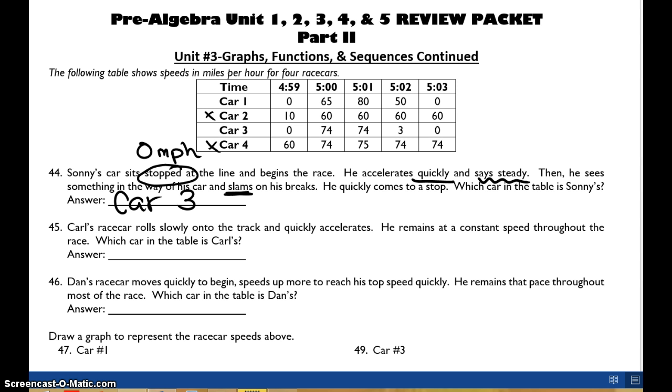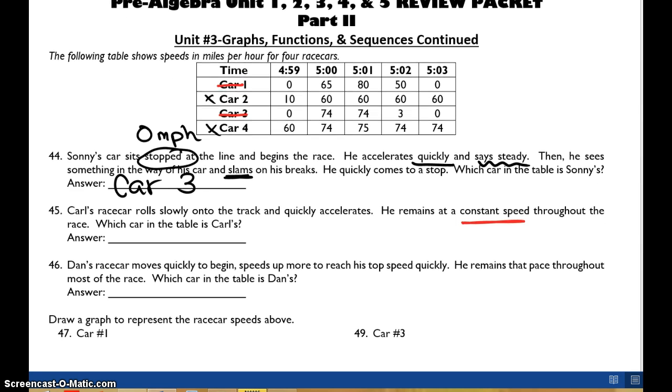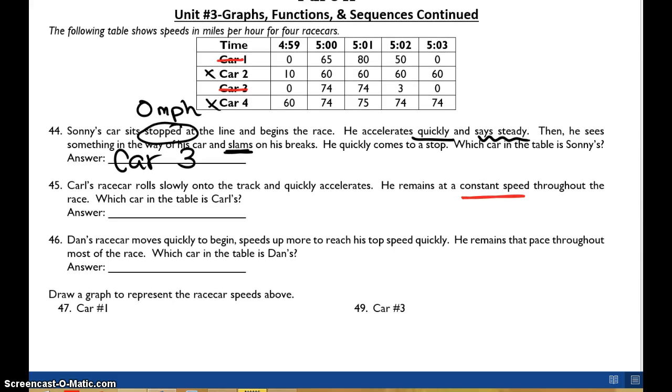Now the next situation in 45 says Carl's race car rolls slowly onto the track and quickly accelerates. He remains at a constant speed throughout the race. So which car on the table is Carl's? So it rolls slowly onto the track. So that means it should be pretty slow. So we know it's not car 1 or car 3 because those are both completely stopped at the beginning of the track. So slowly, I think 10 miles per hour, a lot slower than 60 miles per hour.